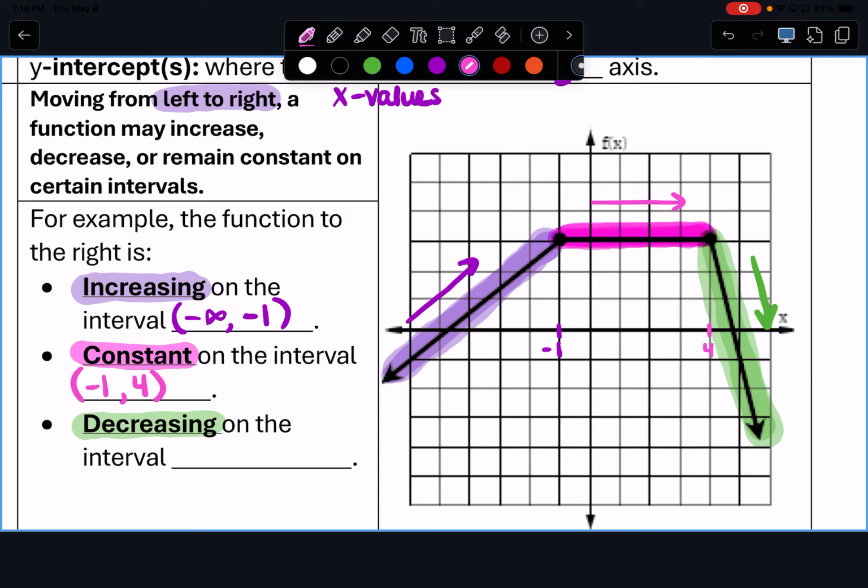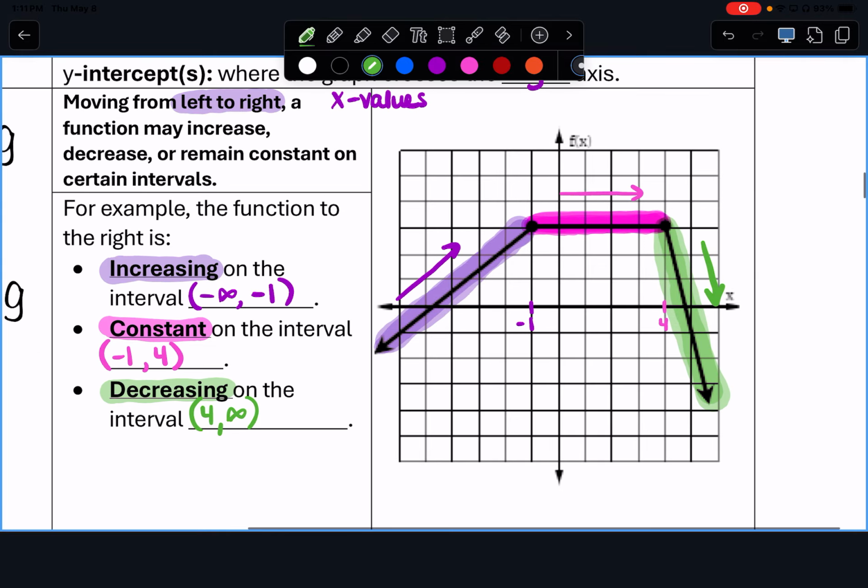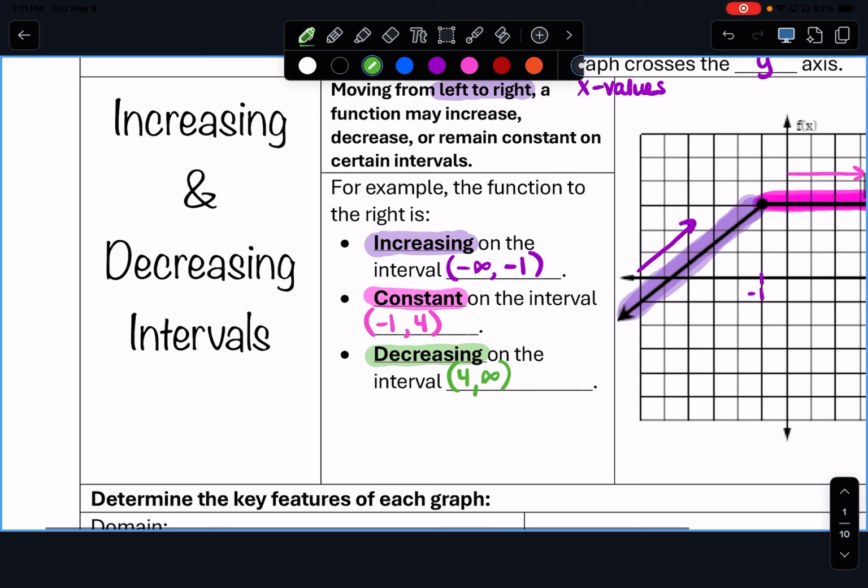Okay? Now, decreasing. At what x value does it start decreasing? 4. And that's going to continue on. It's on the right side, so it's going to continue to infinity. Negative. No, it's on the right side, so we are looking at x values. Oh, so it's positive infinity. Okay? Now, when you're doing intervals of increasing and decreasing, you are going to use parentheses.